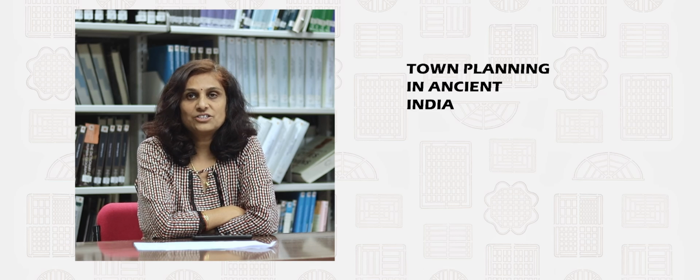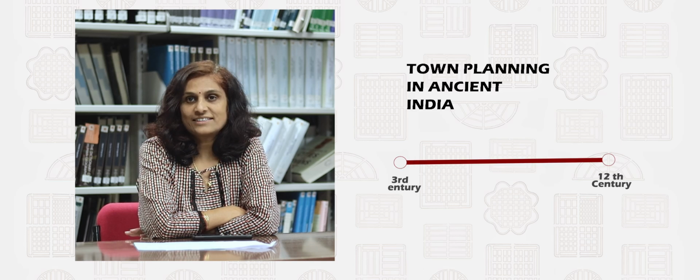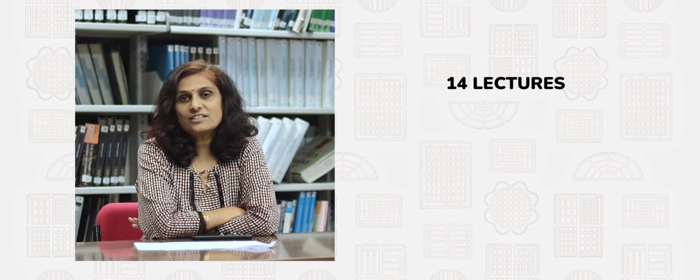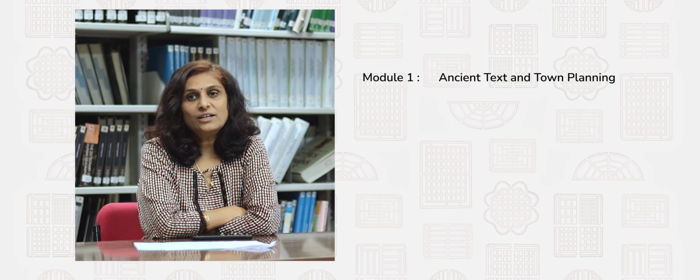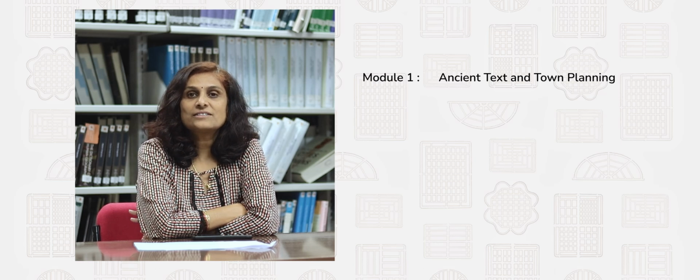In this, we are running this 2-credit course which is developed by the center to understand the town planning in ancient India between 3rd to 12th century. The course is divided in such a way which has 14 lectures and divided into 4 units, which in the first unit talks about the text and the town planning, trying to understand the basics.